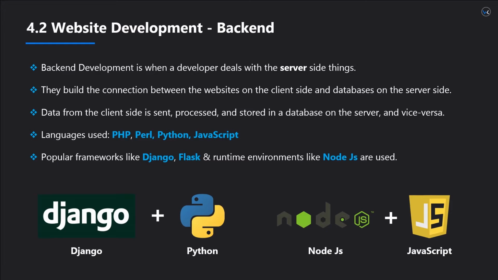Backend development is when a developer deals with the server side or the backend part of any website. They build the connection between the websites on the client side and databases on the server side for storing and fetching data to and from the databases. Using backend languages, data from the client side is sent, processed, and stored in a database on the server and vice versa. Languages like PHP, Perl, etc. are used for the backend, but modern backend development uses different backend frameworks like Django, Flask, etc. with the Python language, or runtime environments like Node.js with JavaScript, which gives the benefit of not learning multiple languages in the development field.